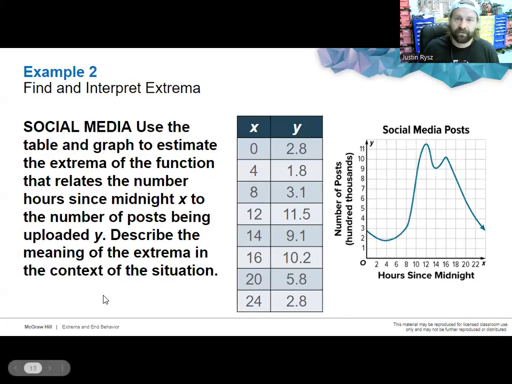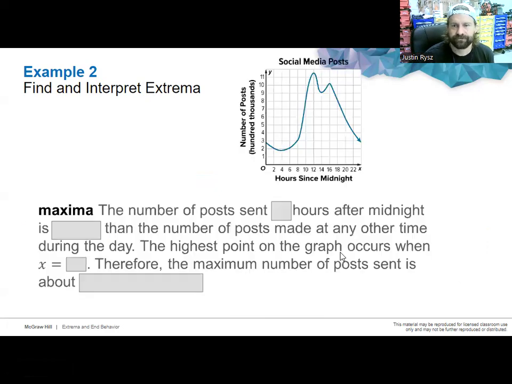Okay, so let's try to do that now using some real world scenario here. So here we got this table and graph to estimate the extrema of the function that relates to the number of hours since midnight, which is x here, and the number of posts being uploaded. Okay, so we're going to describe each extrema here in its situation. So really we want to look at the graph a lot.